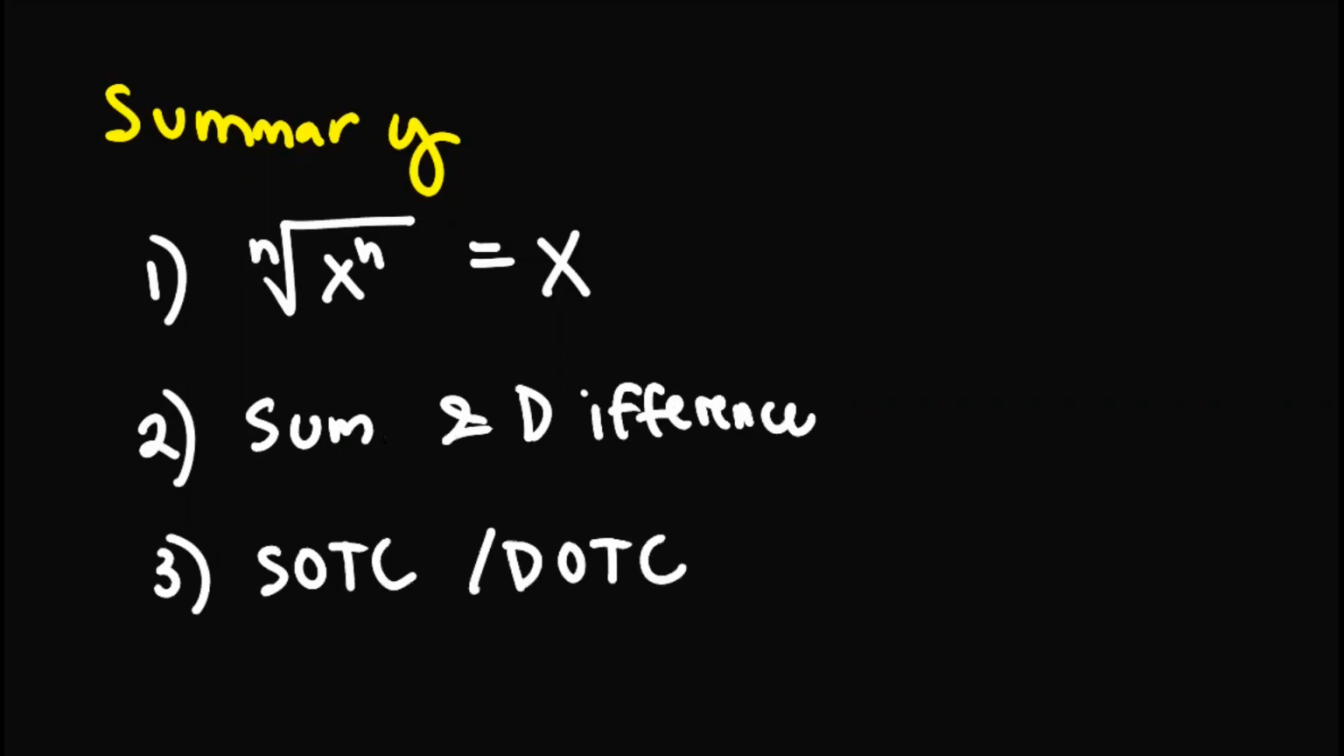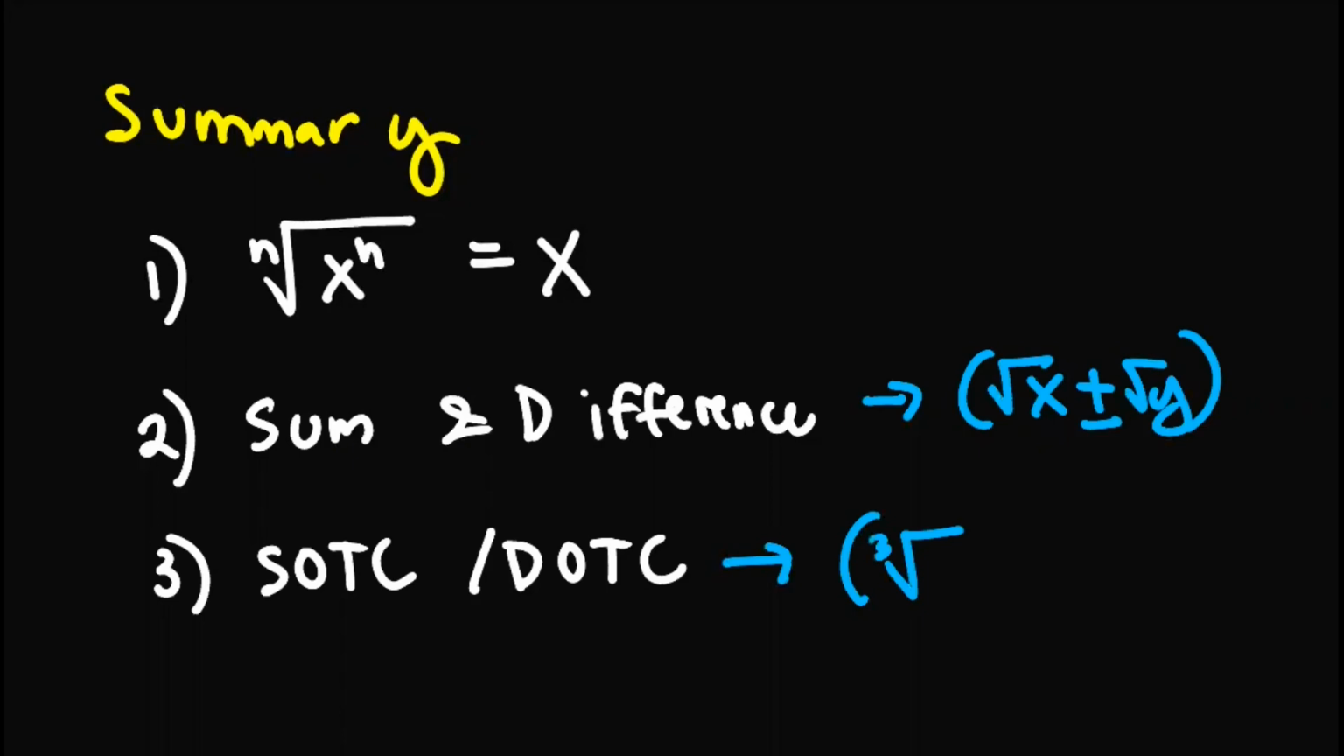So this one out here is basically used if we have square root of x plus square root of y in the denominator, or minus. And this one is useful if we have cube root of x plus or minus cube root of y in the denominator. So take note of these techniques.